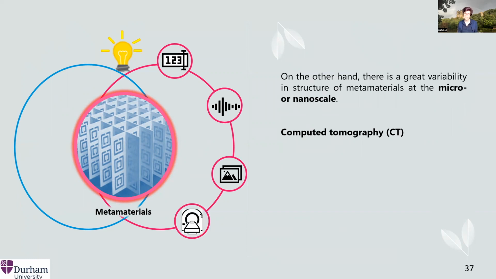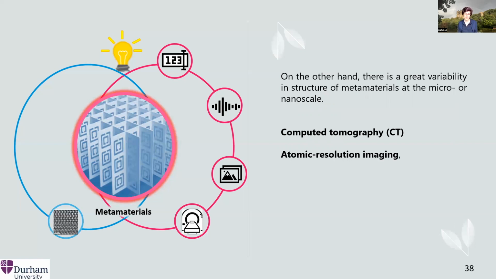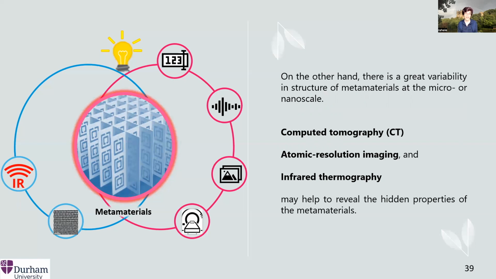But sometimes these macro scales are not enough, and we want to get some micro or nanoscale information. So we may use something like computed tomography or atomic resolution imaging or IR thermography. And these all provide a kind of image-based data.